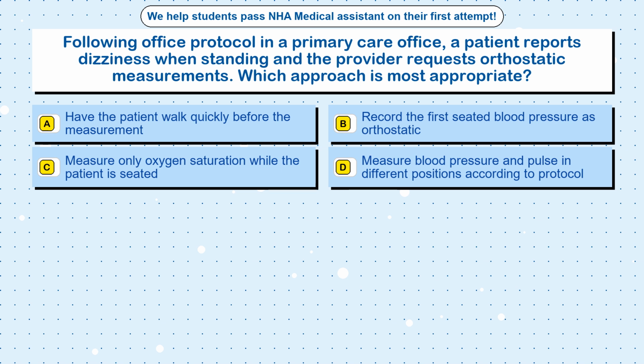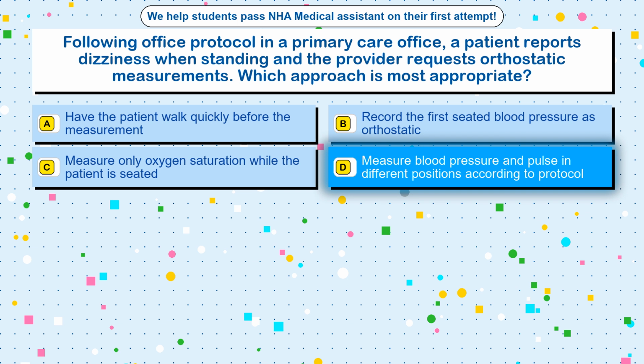Measure only oxygen saturation while the patient is seated. Option D. Measure blood pressure and pulse in different positions according to protocol. The correct answer is option D. Measure blood pressure and pulse in different positions according to protocol.